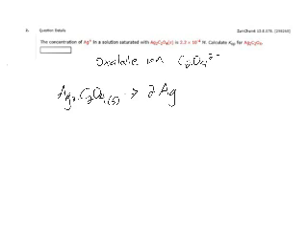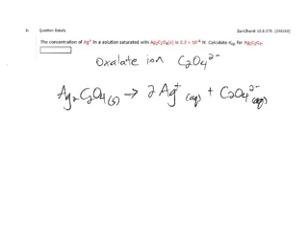Notice that there's a coefficient 2 in front of the silver that is required in order to make the equation balance. That coefficient 2 is going to have a lot of bearing on what follows.